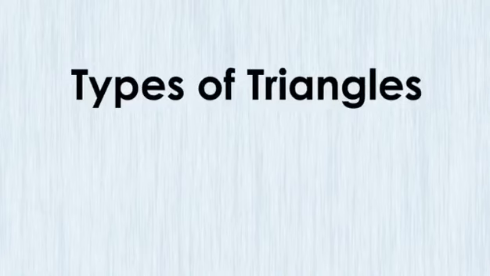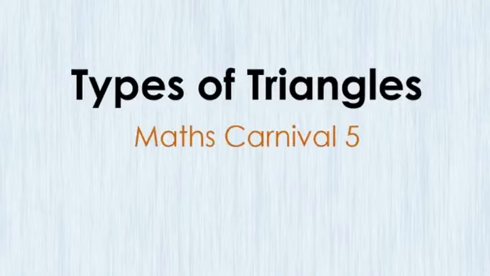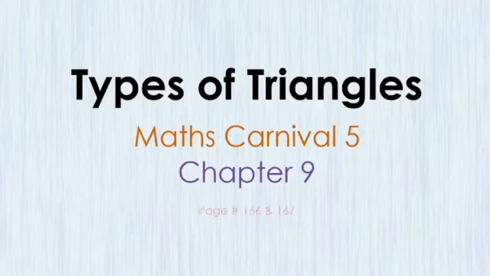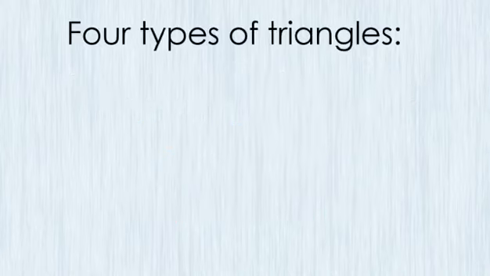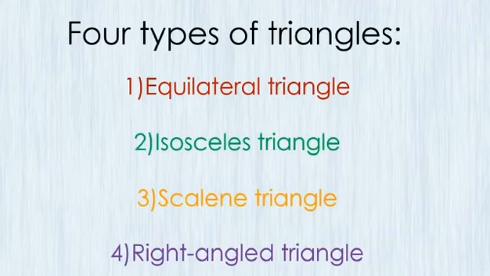In this video, you will learn about the types of triangles as discussed in chapter 9, page 166 of your Maths Carnival 5. I will tell you in detail about 4 types of triangles: equilateral triangle, isosceles triangle, scalene triangle, and right-angled triangle. Starting from equilateral triangle.